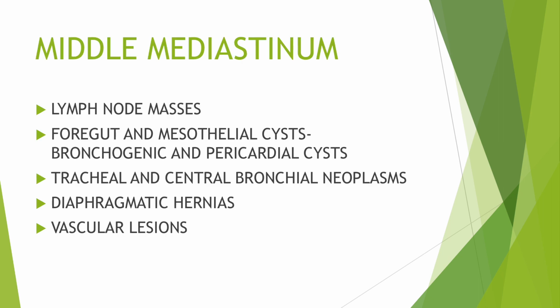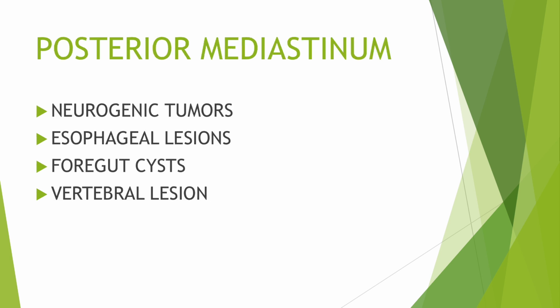For the middle mediastinum, we can have lymph node masses, foregut and mesothelial cysts, which comprise bronchogenic and pericardial cysts, tracheal and central bronchial neoplasms, diaphragmatic hernias, vascular lesions. And for our last slide, just to enumerate to you the lesions for the posterior mediastinum, we have neurogenic tumors, esophageal lesions, foregut cysts, and vertebral lesions.